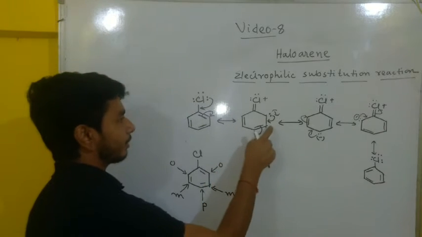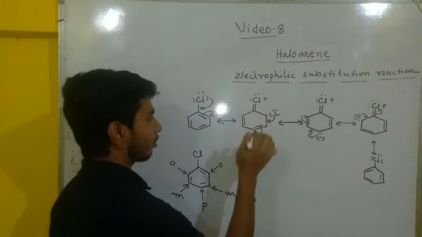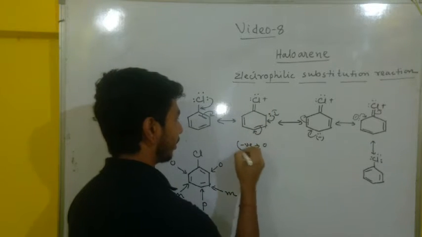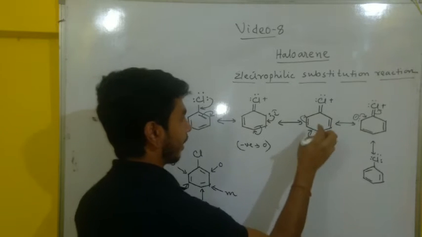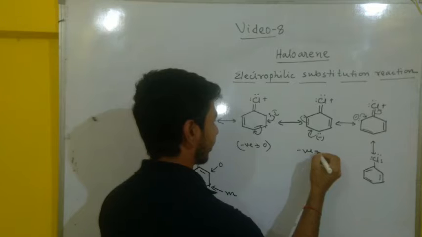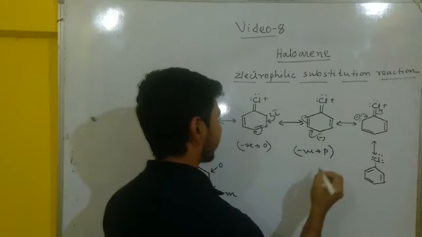So here the negative charge is present in the ortho position. Negative charge in the ortho position. Here the negative charge is present in the para position. So here the negative charge is in the para position.